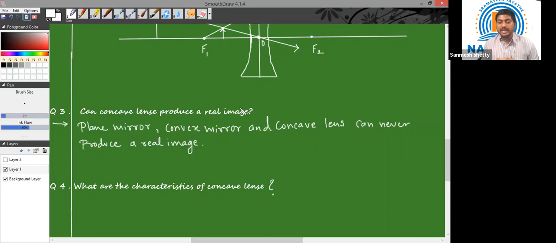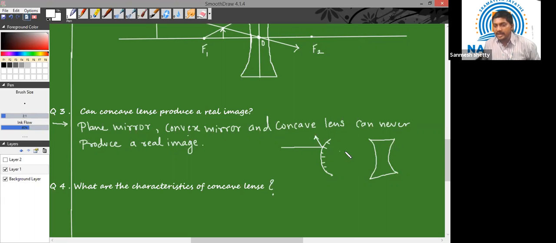Again, I repeat my statement. Any optical instrument or any optical device which is not capable of converging light at a particular point cannot form a real image. For example, a plane mirror cannot converge light at a particular point. Even the convex mirror, we have seen convex mirror. For example, if the light is incident on a convex mirror, it diverges, right? So it also cannot converge the light. Even the concave lens, just now we have seen.